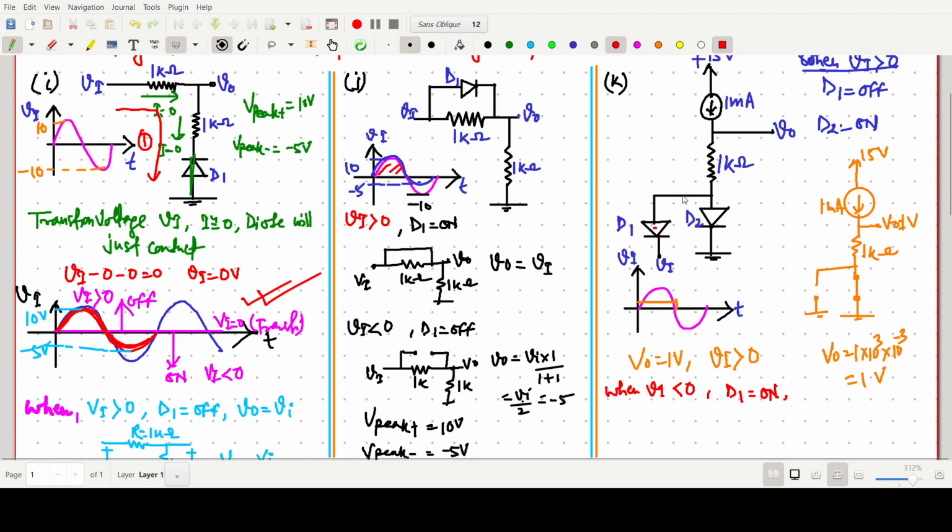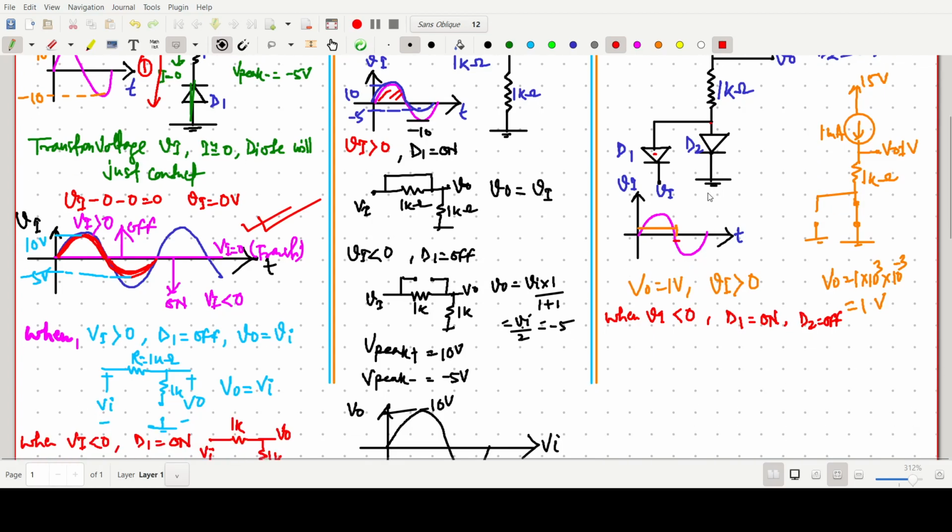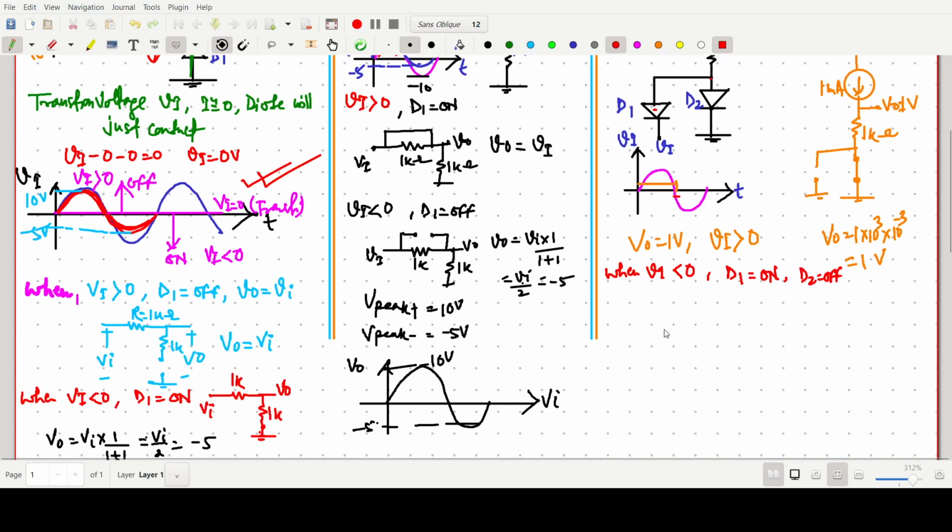This negative will come here, so we can say D2 will be off, because this is more negative than this, so minus 1 or something. So this is more negative, so D2 will be off. In this case, D2 will be in the off state. So how will we make the equivalent circuit?